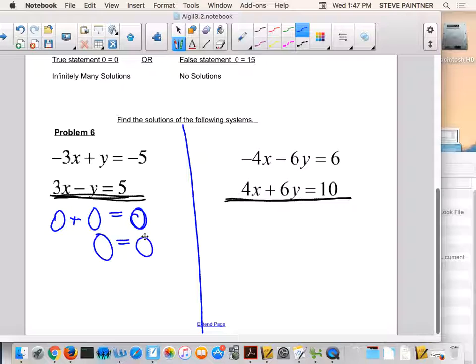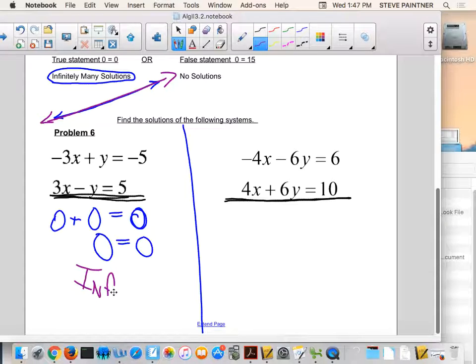Hey guys, when the x's and the y's, the variables disappear, it means you no longer have one answer. You have either none, or infinitely many. Look up here, I wrote you a little note. A true statement, 0 equals 0, means you have infinitely many solutions. Which means you have this line. Where's the other line? Right on top. So you would say infinitely many solutions.